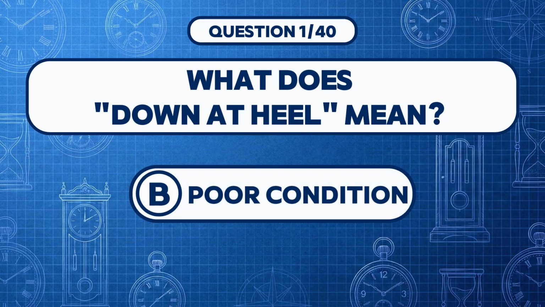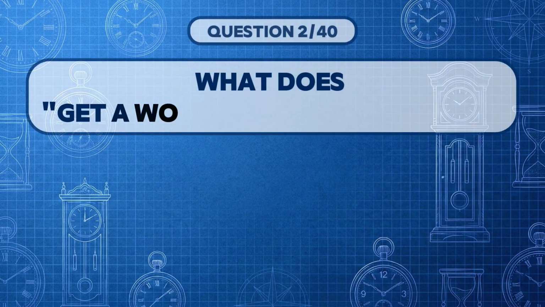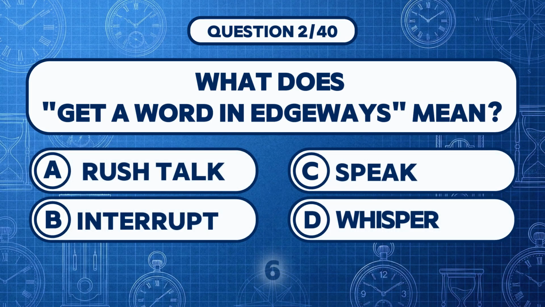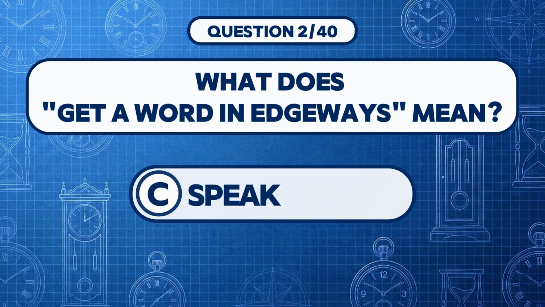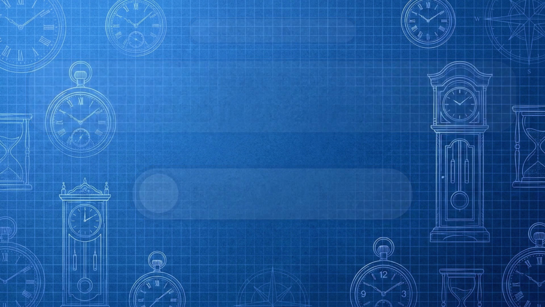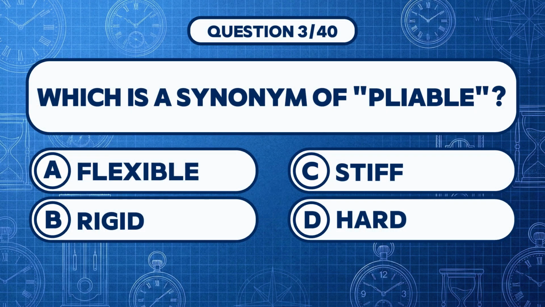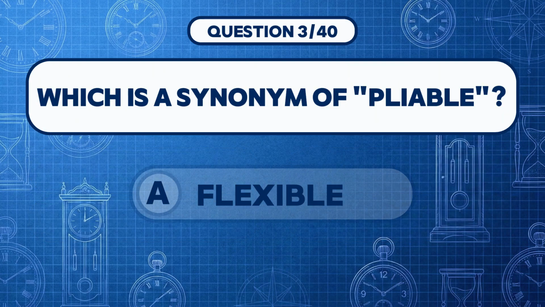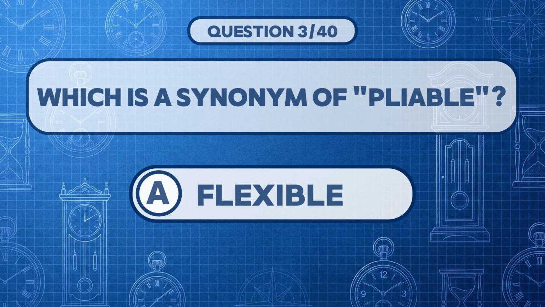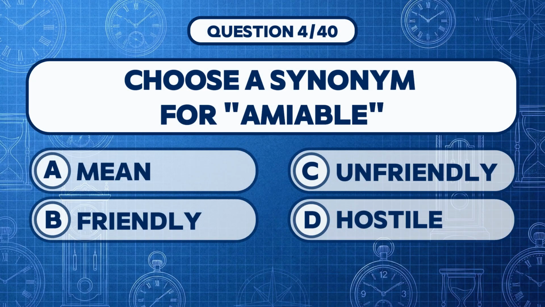Answer B, poor condition. What does get a word in edgeways mean? Answer C, speak. Which is a synonym of pliable? Answer A, flexible. Choose a synonym for amiable.